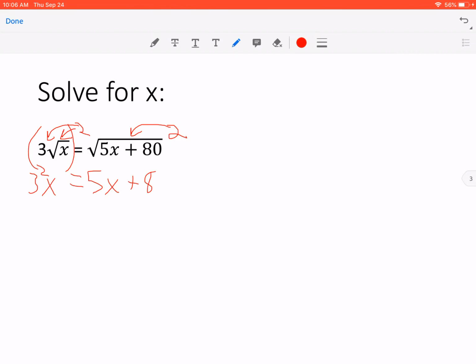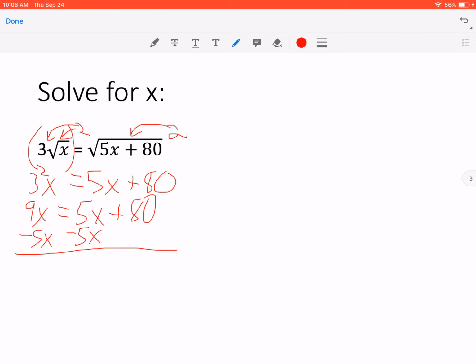Now this one shouldn't be too tough. 3 squared is 9, so it's 9x equals 5x plus 80. And again, what would we do to get x by itself? Get rid of the 5x here. 9x minus 5x is 4x. Bring down the 80. How are you going to get x by itself? Divide by 4. 80 divided by 4, x is equal to 20.